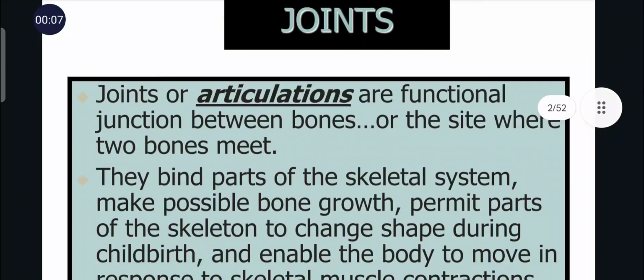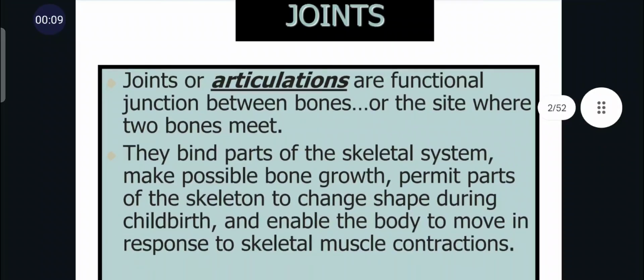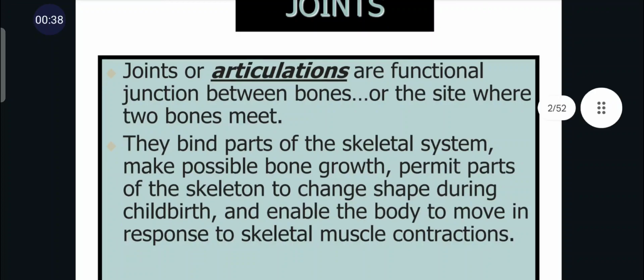Joints are articulations, or functional junctions between two bones, the sites where two bones meet. They bind the parts of the skeletal system, make possible bone growth, permit parts of the skeleton to change shape during childbirth, and enable the body to move in response to skeletal muscle contraction. So joints are responsible for articulation as well as movement.